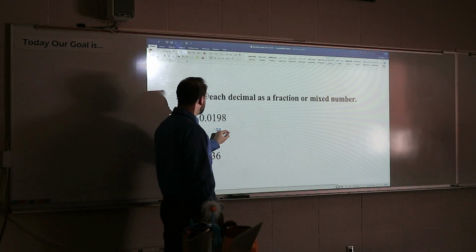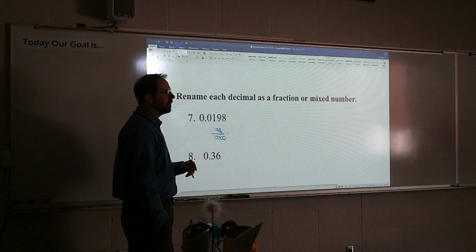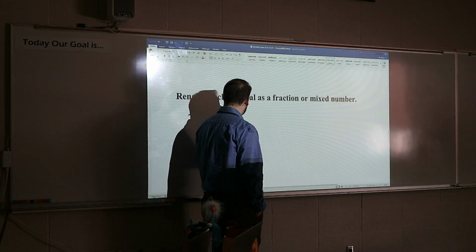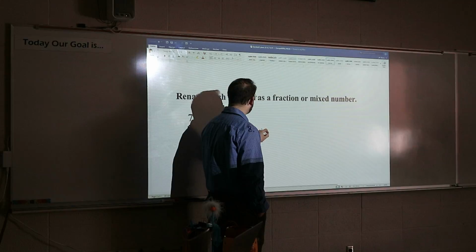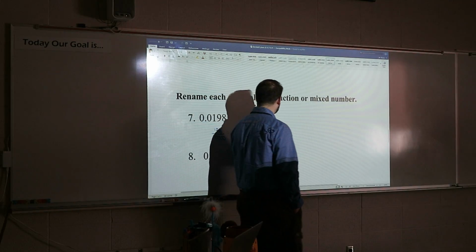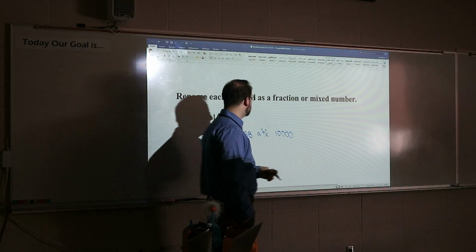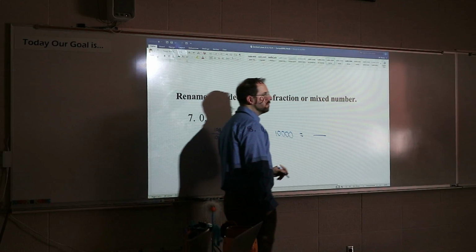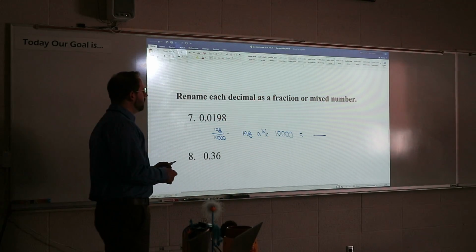Now this is the one where you need to type it in your calculator and simplify it. You're going to type in the 198. You're going to hit the little ABC button, and you're going to type in 10,000, with 4 zeros, because there's 4 numbers behind the decimal. And when you hit enter, it will simplify the fraction for you. So I'll let you type that in.